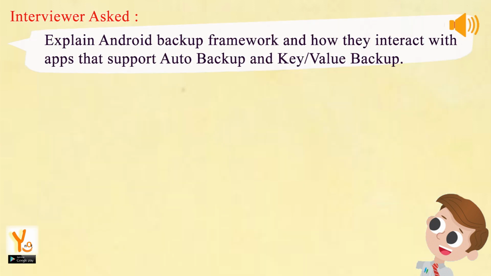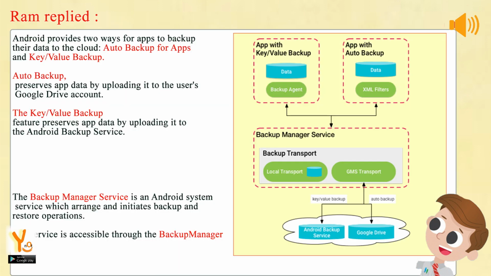Explain Android Backup Framework, and how they interact with apps that support auto backup and key value backup. Android provides two ways for apps to back up their data to the cloud: auto backup for apps, and key value backup. Auto backup preserves app data by uploading it to the user's Google Drive account. The key value backup preserves app data by uploading it to the Android backup service.